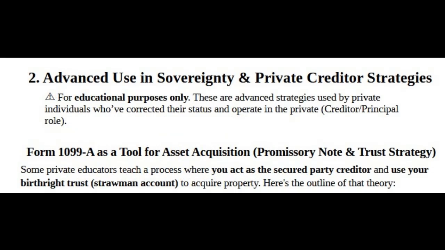2. Advanced use in sovereignty and private creditor strategies. Warning: for educational purposes only. These are advanced strategies used by private individuals who've corrected their status and operate in the private creditor/principal role. Form 1099-A as a tool for asset acquisition, promissory note and trust strategy. Some private educators teach a process where you act as the secured party creditor and use your birthright trust, strawman account, to acquire property. Here's the outline of that theory.